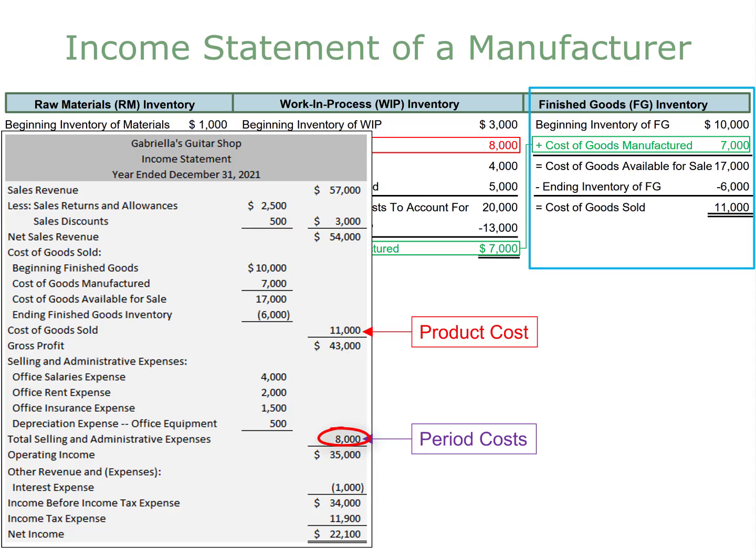Once we subtract the period costs, we get operating income. After that, we add other revenues, such as interest revenue, which this company does not have, and we subtract interest expense, of which this company has $1,000. And then we subtract our income tax expense. And finally, there you have it. Gabriella's Guitar Shop had a profit of $22,100.